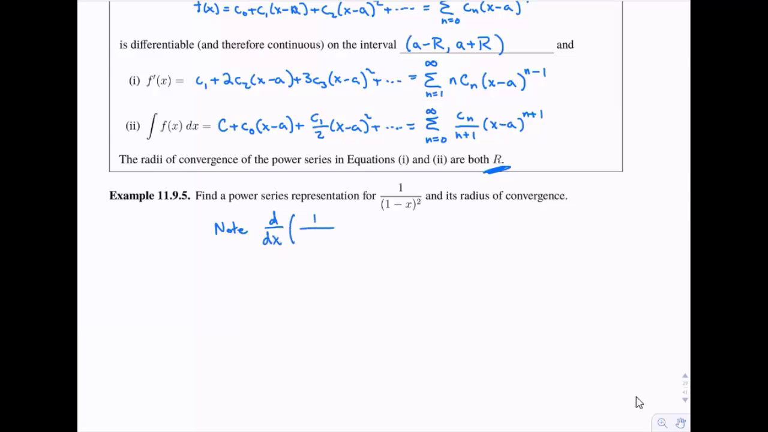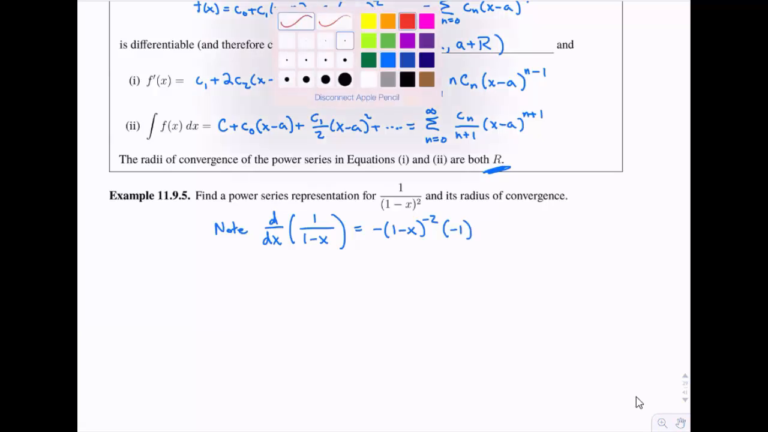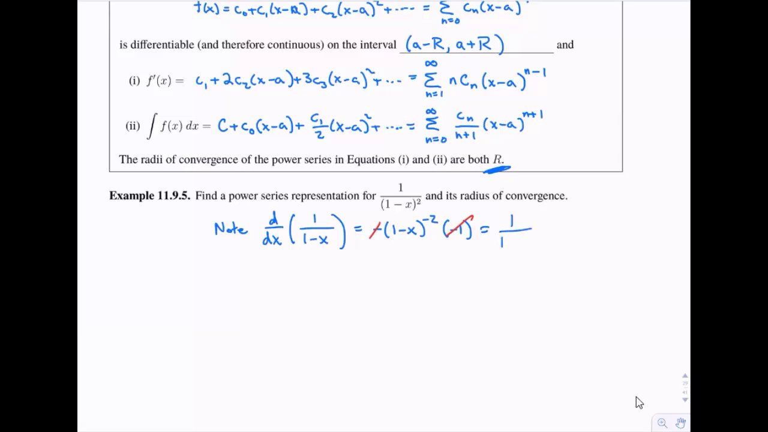And the claim is we can now figure out how to represent more things as power series. So if I take the derivative of 1 over 1 minus x, well, according to the power rule, negative 1 would come down and then be raised to the negative 2 power. And then the chain rule means I'd have to multiply by another negative 1. So this is the same thing as 1 over 1 minus x quantity squared. Okay, so if I take the derivative of this thing that I know what the power series is, I get my new function. How nice.